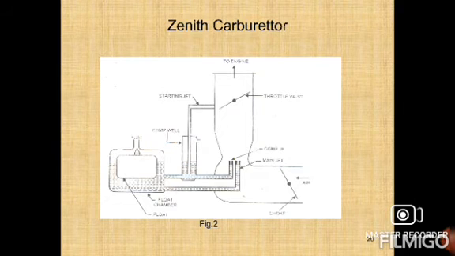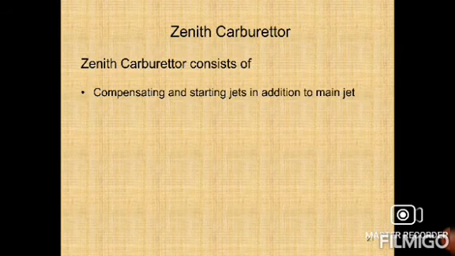As the throttle valve is opened for high speed, the suction near the throttle ceases and the flow of fuel from the starting jet stops. So this is the function of the zenith carburetor.